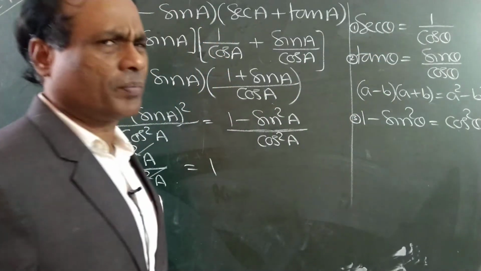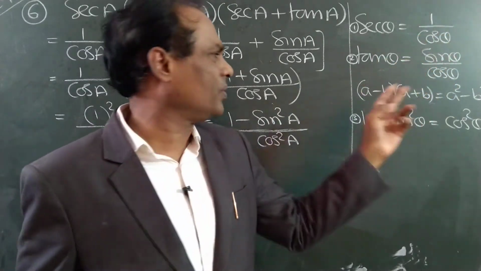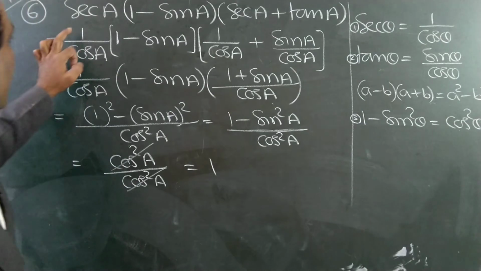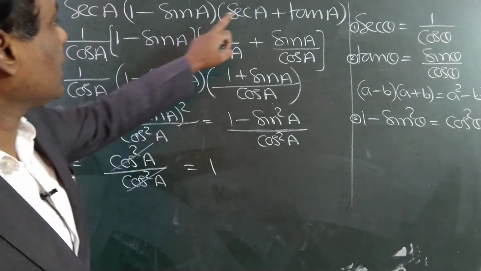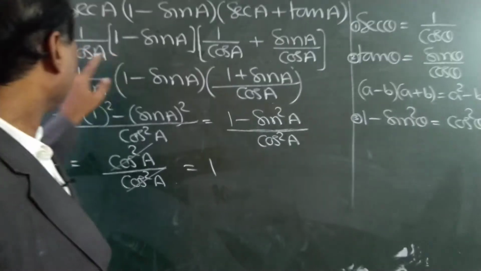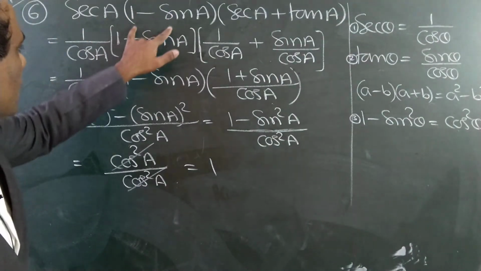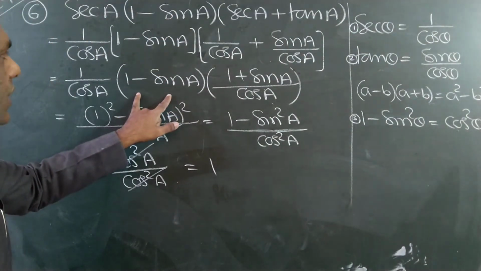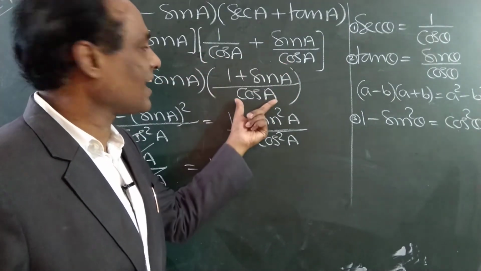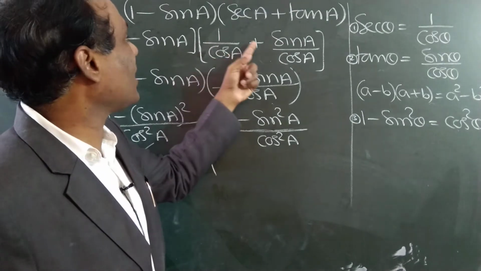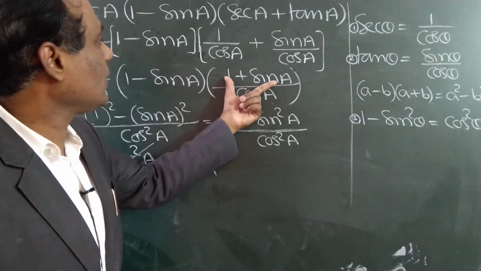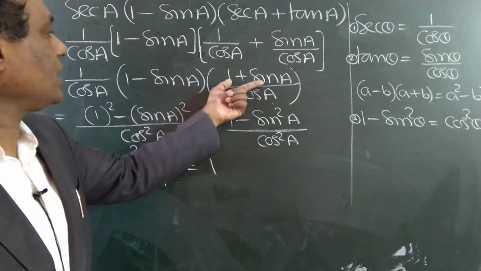Three formulas I applied. This is not a formula, it is a simple product you know from lower classes. So what I did: secant is 1 by cos, tan is sin by cos, and this I keep the same. Here I will take the LCM. What is the LCM? Cos A. What is the numerator? 1 plus sin A, so A minus B into A plus B.